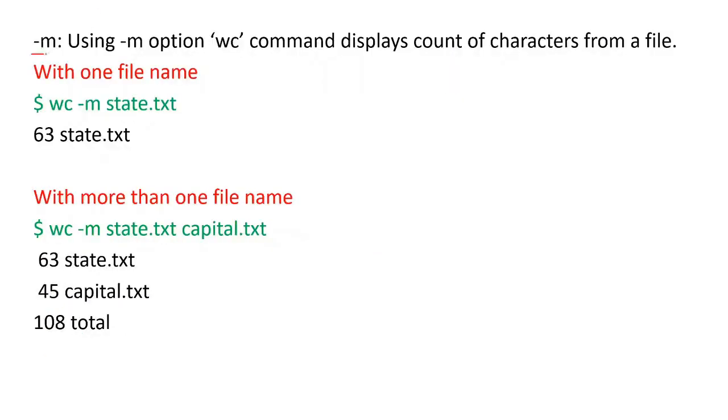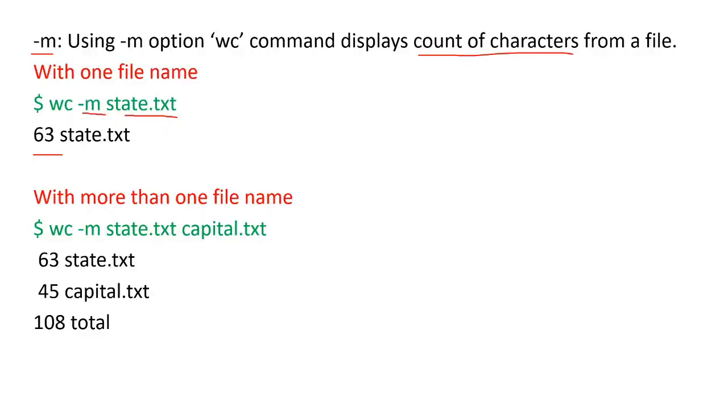Next, you can use the -m option with wc, which gives the count of characters. If you want to count the characters, use wc -m state.txt. We have -m and -c, that is count of characters and count of bytes. The output is shown in the same way.